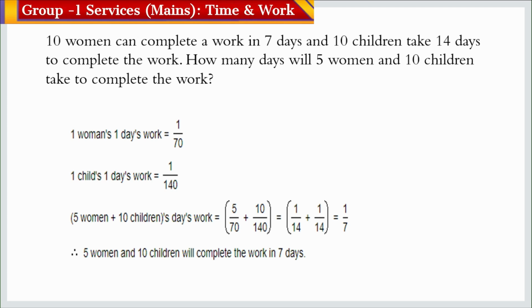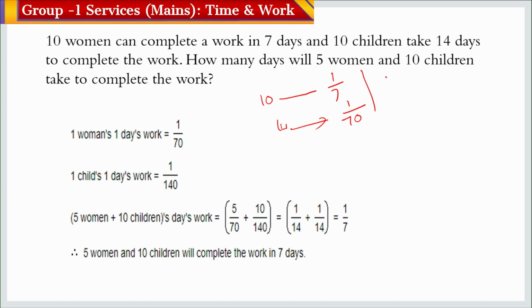10 women can complete a work in 7 days. 12 children can complete that work in 14 days. How many days will 5 women and 10 children take to complete the work? 10 women can complete the work in 7 days. So, 10 women's work in 1 day is how much? 1 by 7. Correct? For 1 woman, work in 1 day is 1 by 70. Understand? 1 woman it is.